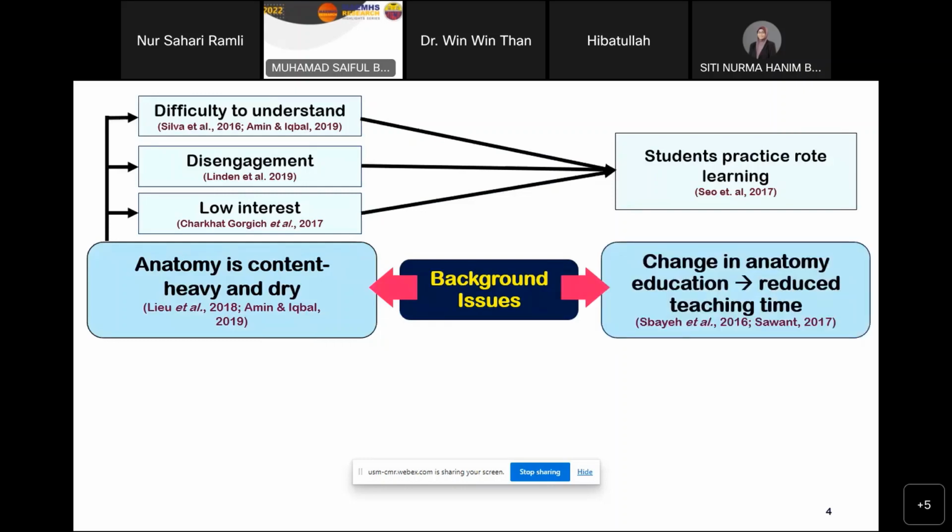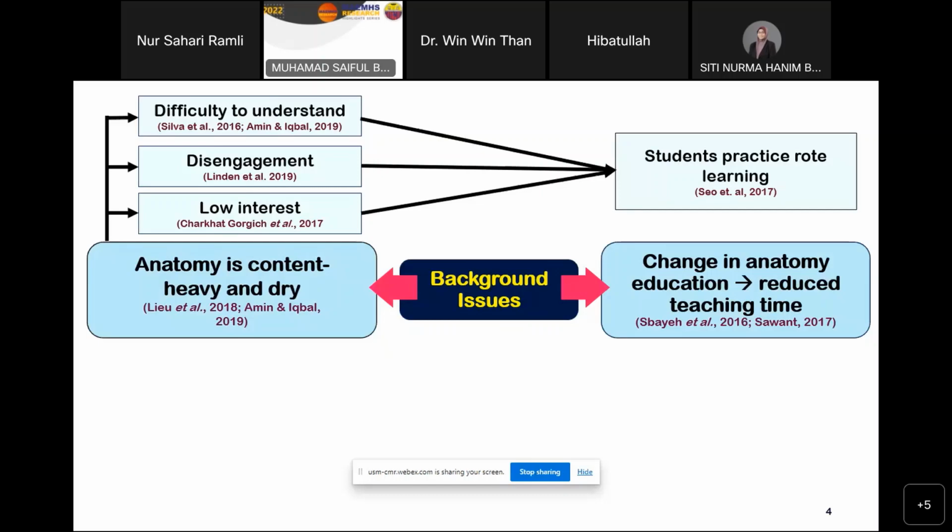The second major issue is that there is a lot of change in anatomy education, particularly in the modern medical curriculum. This has reduced the teaching time significantly. Traditionally, anatomy was delivered using lectures combined with cadaveric dissection. Students at the time were expected to explore on their own and also had more time, spending many hours to understand the anatomical structures.